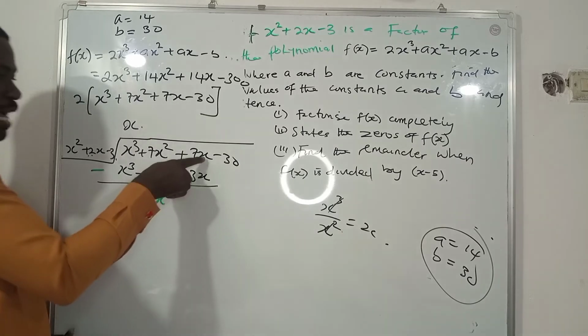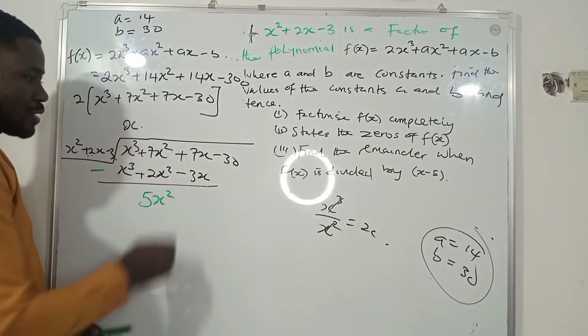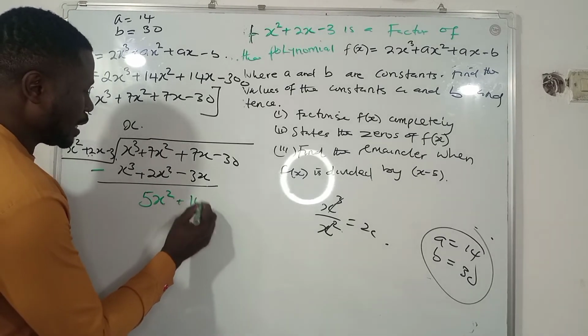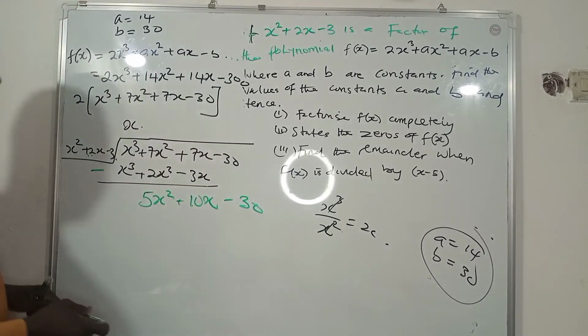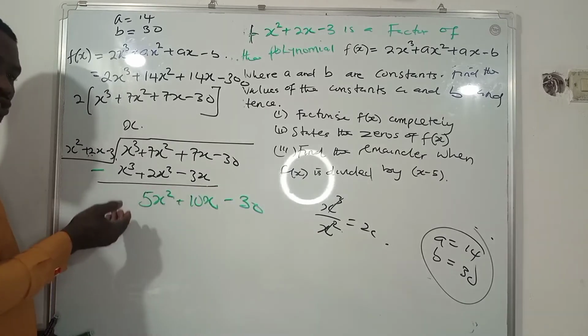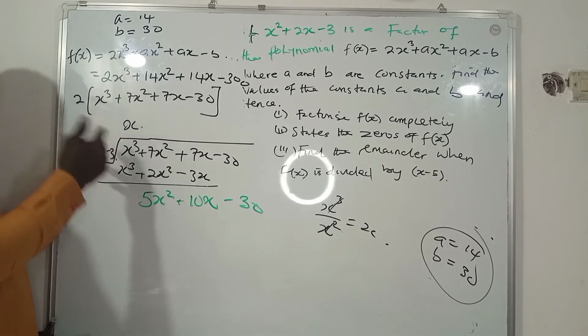I will now say 7x minus 3x, that of course will give me 10x. That will be plus 10x. I'll bring down the minus 30. At this point, the highest power here is 2, while the power here is still 2. So I have to continue to divide.